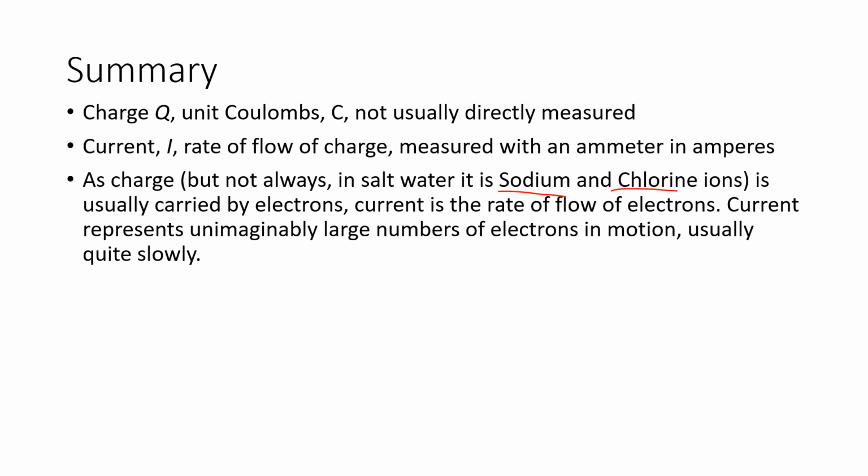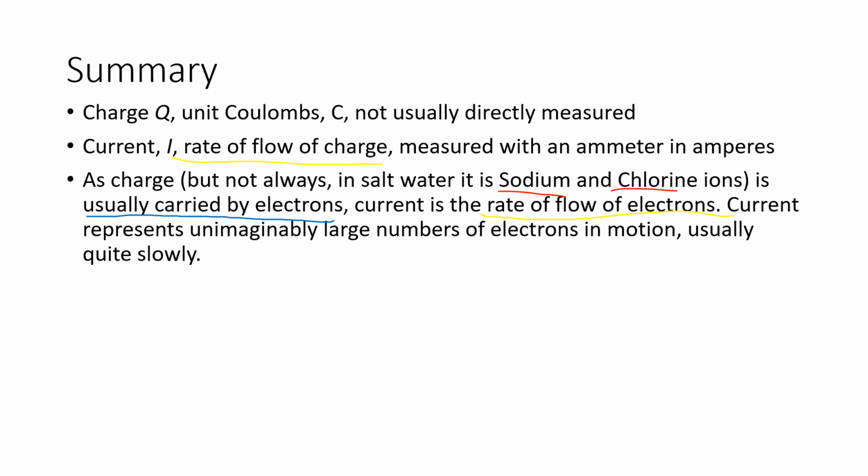But most of the time, certainly when we're using wires, the current is carried by the electrons. And so because current is the rate of flow of charge, it's also the rate of flow of electrons, and that's the easiest way to think about it. Your electrons are a great big river, quite slow moving but absolutely massive, a river of charge in motion.